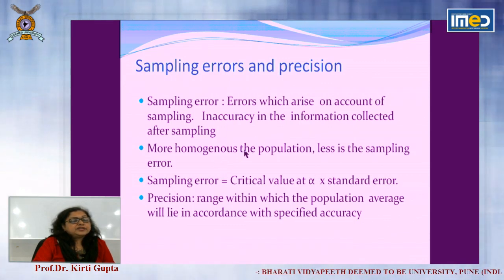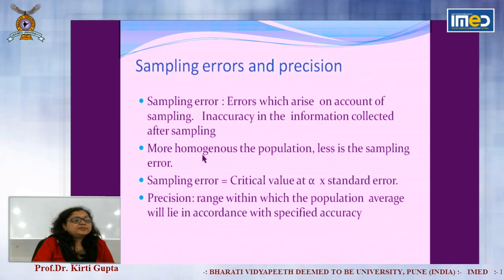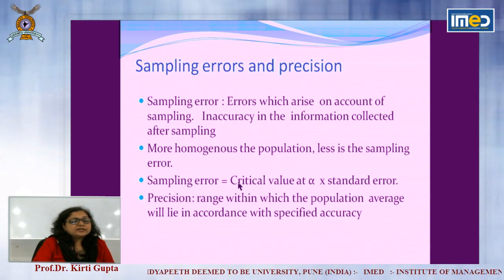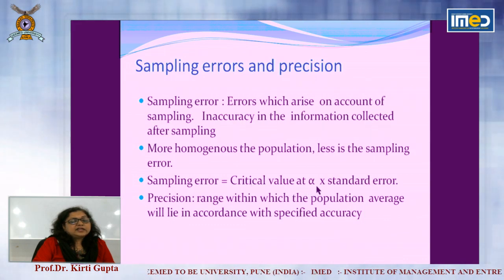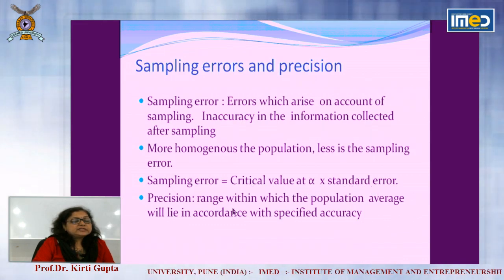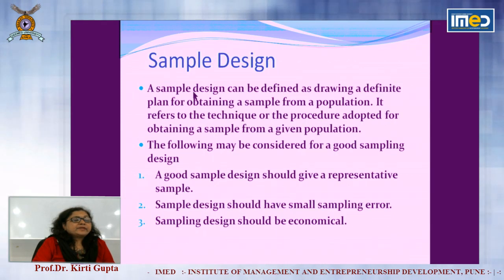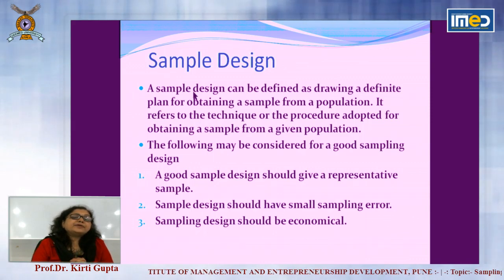When the population is homogeneous, the sampling error is less. And how do we calculate sampling error? Sampling error is the critical value at alpha multiplied by the standard error. Precision is the accuracy.